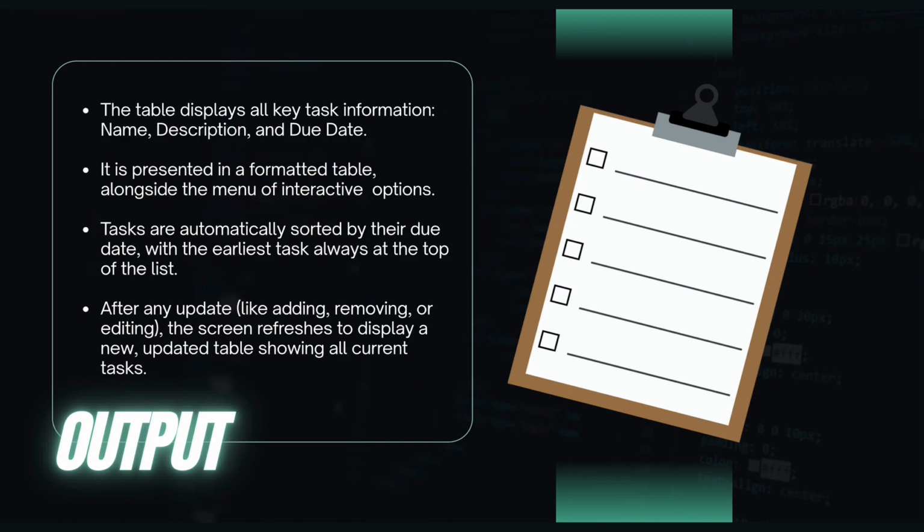Now, let's talk about the output. The program will output a table that displays all the key task information, such as name, description, and due date. It is presented in a table format alongside the menu of interactive options. Then, tasks are automatically sorted by their due date, with the earliest task always at the top of the list. After any update, the screen refreshes to display a new updated table showing all the current tasks.